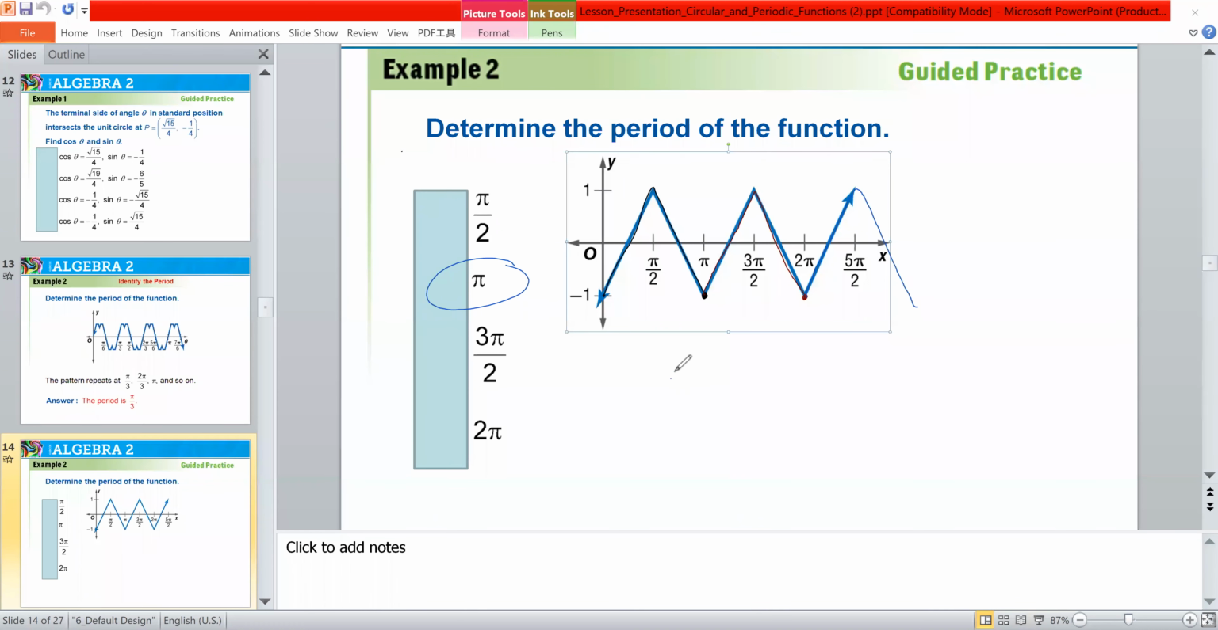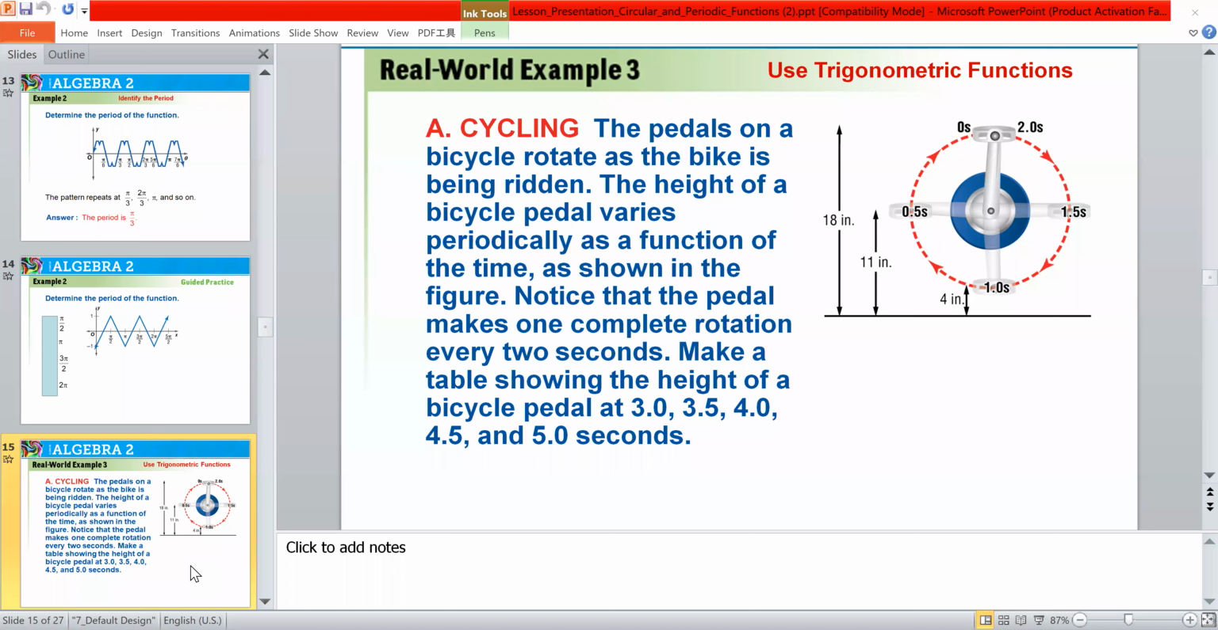Hello. Okay, can you read the problem, please, Al Walid? Cycling. The pedals on a bicycle rotate as the bike is being ridden. The height of a bicycle pedal varies periodically as a function of the time. As shown in the figure, notice that the pedal makes one complete rotation every 2 seconds. Make a table showing the height of a bicycle pedal at 3.0, 3.5, 4.0, 4.5, and 5.0 seconds.